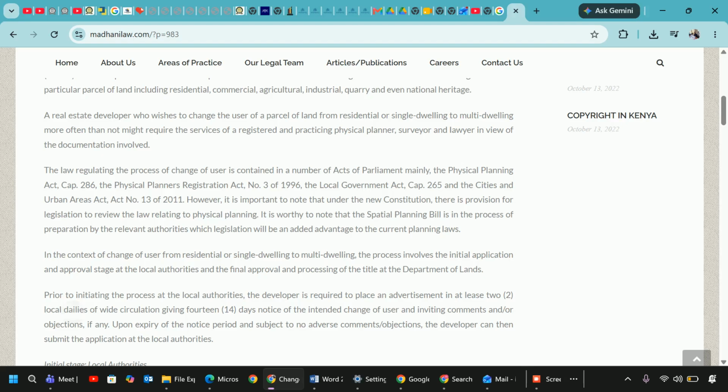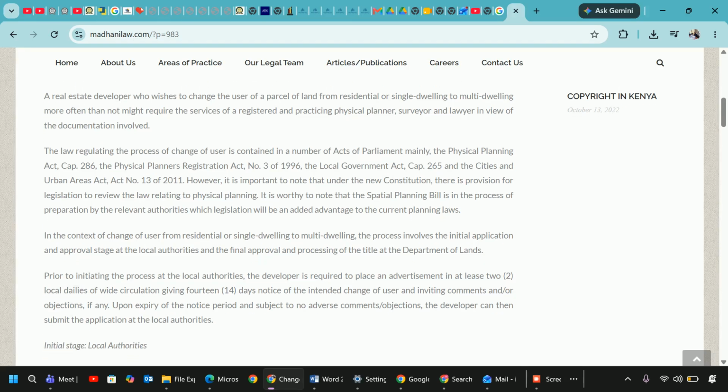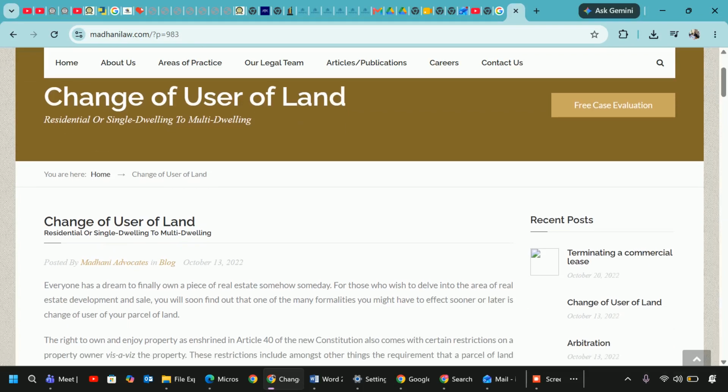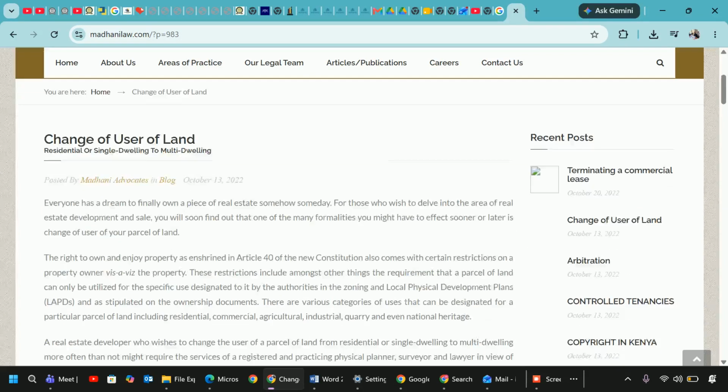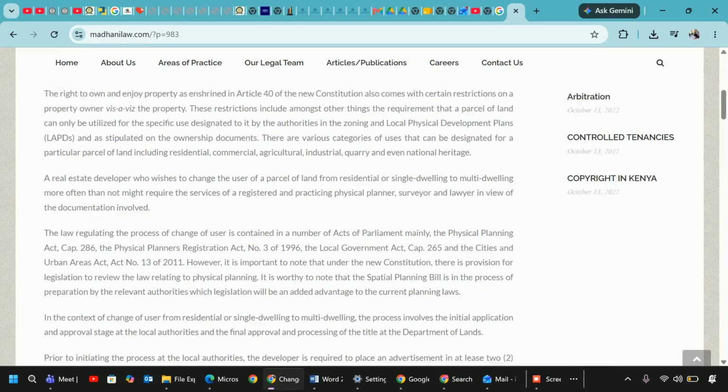However, it is important to note that under the new constitution, there is provision for legislation to review the law relating to physical planning. It is worthy to note that the Spatial Planning Bill is in the process of preparation by the relevant authorities, which legislation will be an added advantage to the current planning laws. This blog was written in 2022, and maybe the position of the law could have changed.